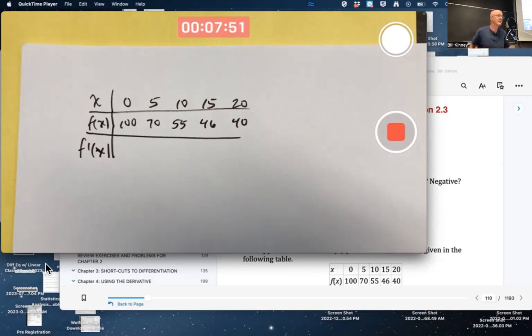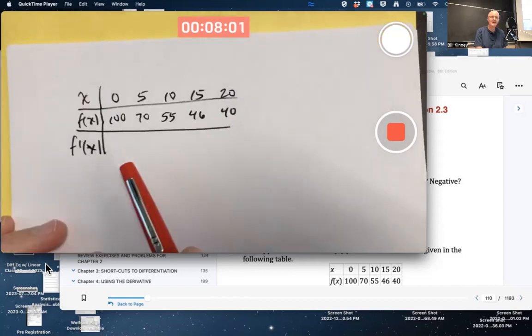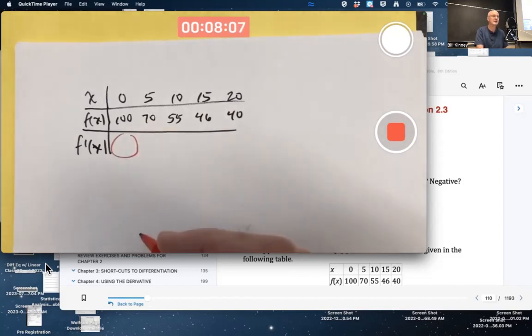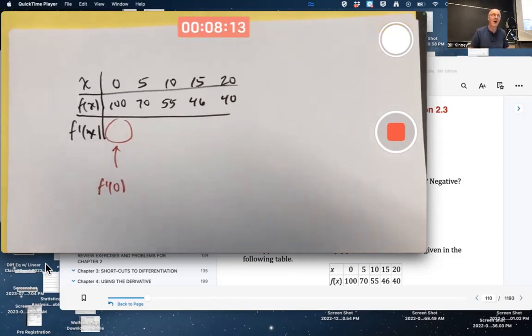This is very limited information, right? This is not like a formula where we can say exactly what the output is if we know the input everywhere. Here we only have discrete data, you might say. What goes here, first of all? f prime of 0. You have to approximate it. You can't calculate a limit.